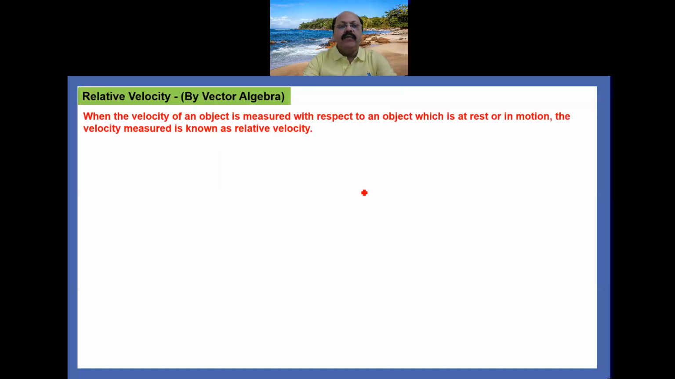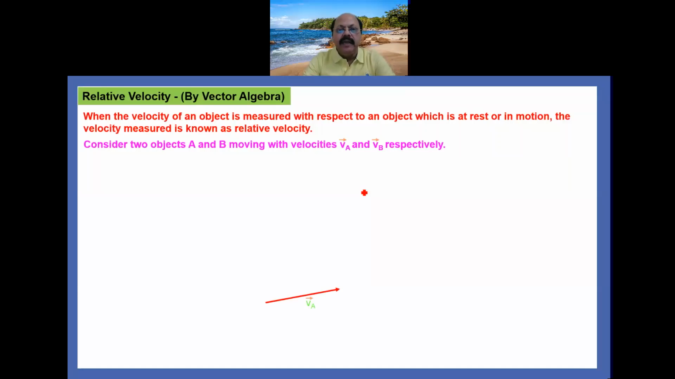First, understand what relative velocity is. When the velocity of an object is measured with respect to an object which is at rest or in motion, then the velocity measured is known as relative velocity. For that purpose, we consider two objects, say A and B, with velocities VA vector and VB vector respectively. You see here in the diagram, VA vector and VB vector.